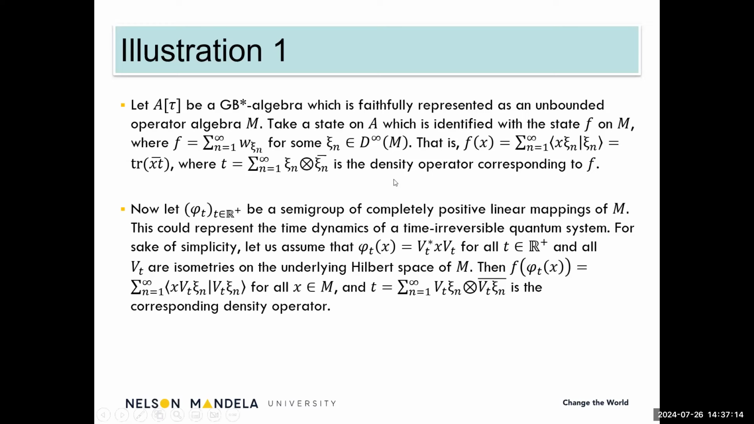Also, for simplicity, let us suppose here that our semigroup of completely positive linear mappings is of this form, V of t star x, V of t, and all the V of t are isometries on the underlying Hilbert space M. These are actually the simplest types of completely positive linear mappings, and they do also occur in quantum applications quite frequently.